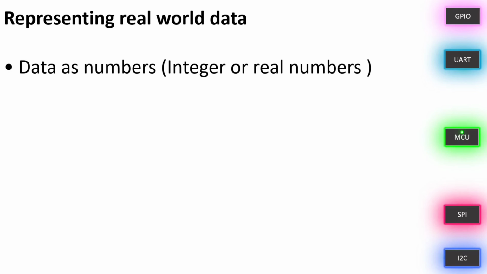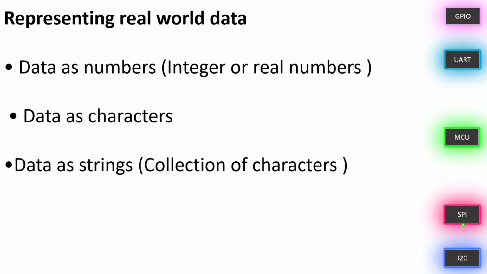For example, representing real world data. Data is a number. It can be an integer or a real number. Data can be a character, and data can be a string. A string is nothing but a collection of characters. So in day-to-day life, we encounter different types of data, right? For example, your name is data of the type called string.